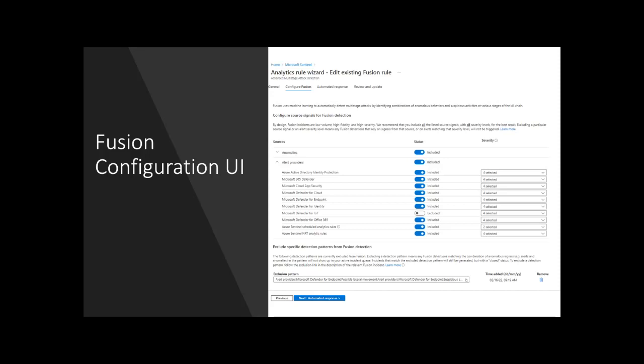When it comes to customizing Fusion, there are a couple of different entry points. One of them is the Fusion configuration UI. This is where you have the ability to edit the Advanced Multistage Attack Detection rule. And from there, you are able to configure the source signals for the Fusion detection. Now, there's both an input and also an output out of Fusion. This right here just shows you a quick screenshot of what it looks like to include and also exclude these different sources based off severity, and also based off the different data sources.